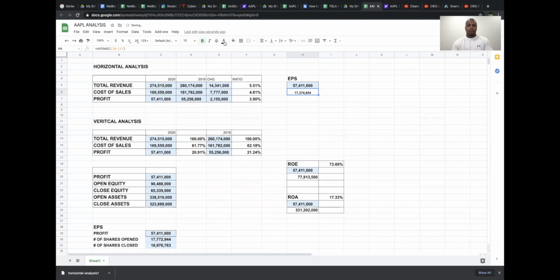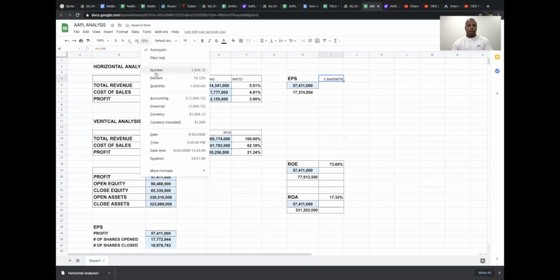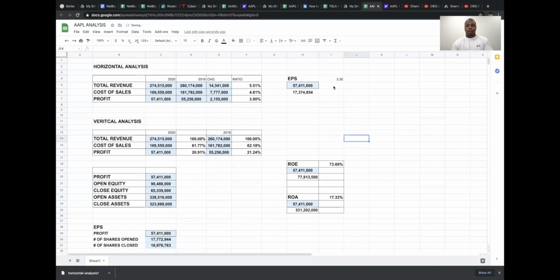Put it right in the middle, make it nice and bold, make it 12. All right, so how do we get the EPS? We're going to type equals again, and you're going to take the profit and divide it by the average of original shares, which will give us the EPS. And we want to turn this into a number. All right, so you got a number.